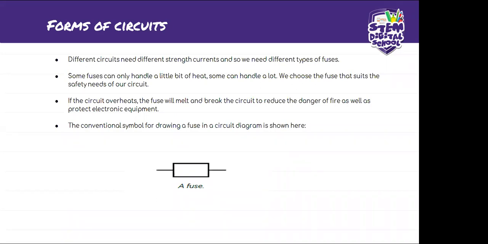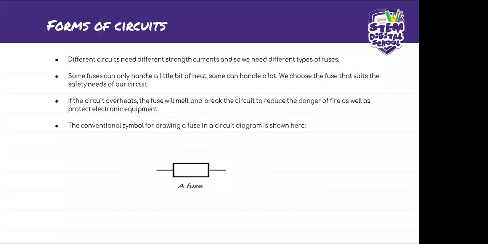Now some fuses can only handle a bit of heat. Some can handle a lot. We choose the fuse that suits the safety needs of our circuit. Okay, so here, self-explained, just supporting what I said. If the circuit overheats because of the electrical current flowing, the fuse will melt and break the circuit to reduce the danger of fire, as well as protecting the electronic equipment. Okay, so that was the diagram.